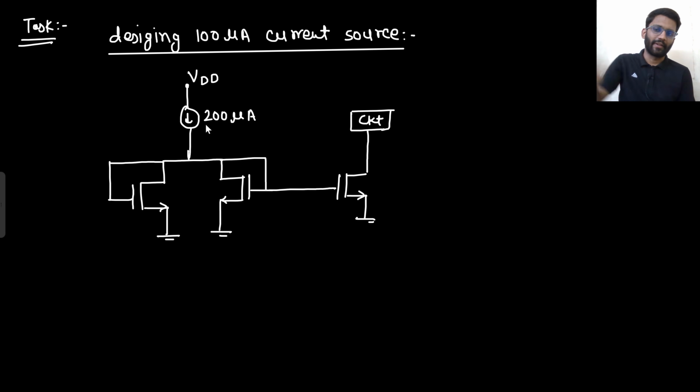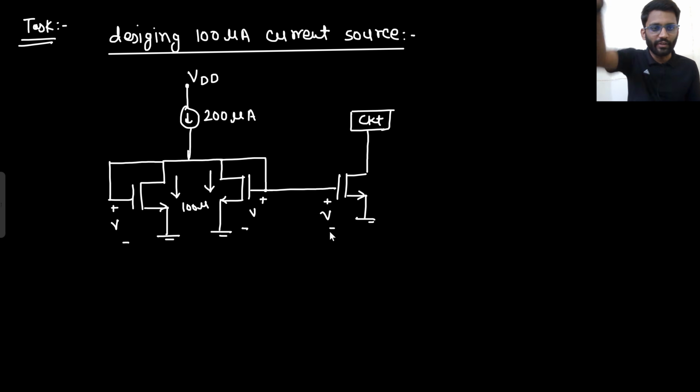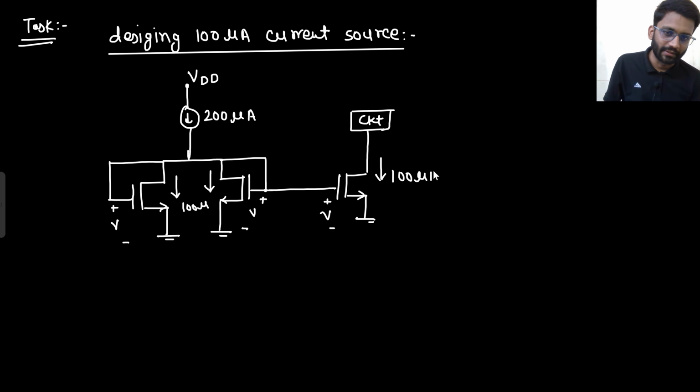VDD, 200 microampere current is coming. Now that current will be divided into two transistors. Both have the same W by L, so both will have the same current, 100 micro. This will also have the 100 microampere current. Now this current, this is having V potential. If this has 100 microampere current, this has V potential. That means this will also have V potential. Now this same V potential will be fed to this. All have the same V potential. All are in the saturation region. That means all will have the same current, so this will also have the same 100 microampere current. Say yes or no. Did you understand this question or not?